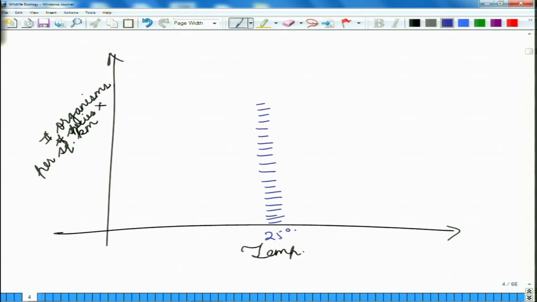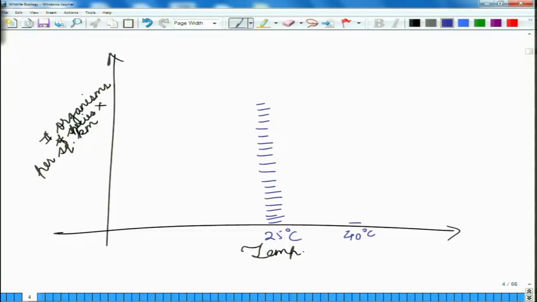But then if we increase this temperature, so this was say 25 degrees Celsius, now let us increase it to say 40 degrees Celsius. Now, at 40 degrees Celsius, a number of us might not be able to feel very comfortable. There would be some people who would find it comfortable, but a very huge chunk of people would find it relatively uncomfortable. So, a little less number of organisms would be found in this region.